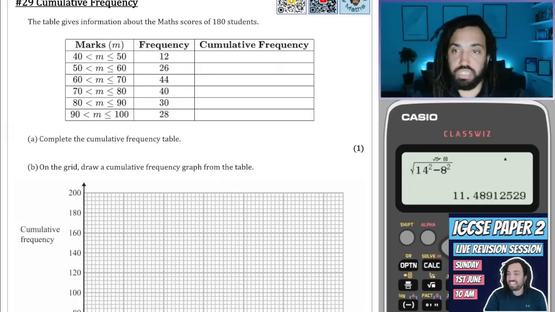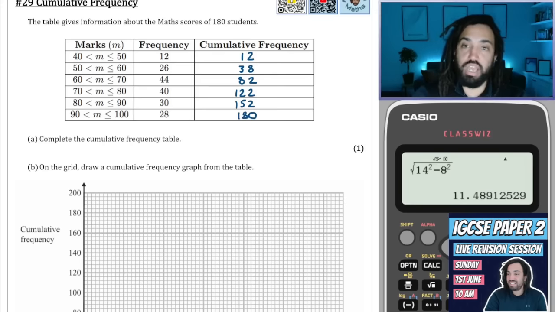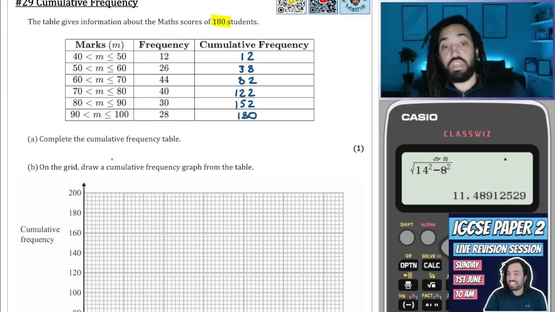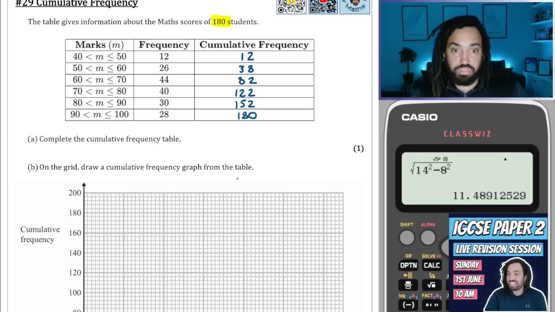Okay, cumulative frequency. So a nice easy 1 mark. We add up as we go along, so add on 26 gives us 38, add on 44 gives us 82, add on 40 gives us 122, add on 30, 152, and then add on 28 gives us 180. Lovely.